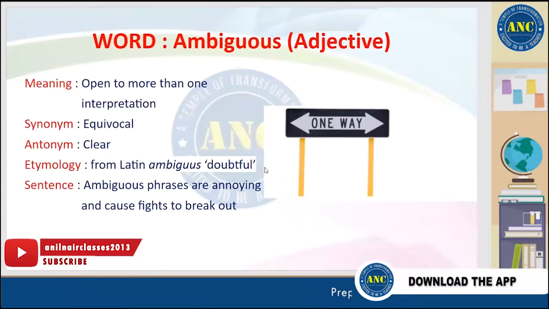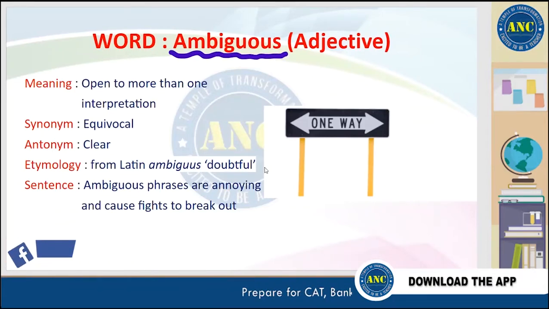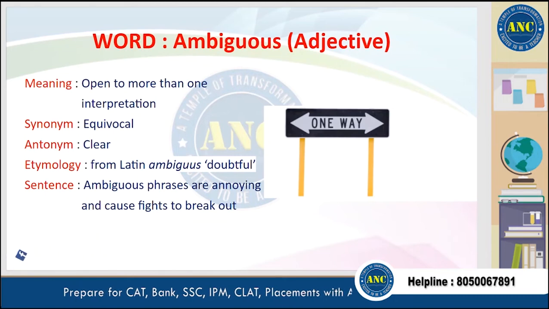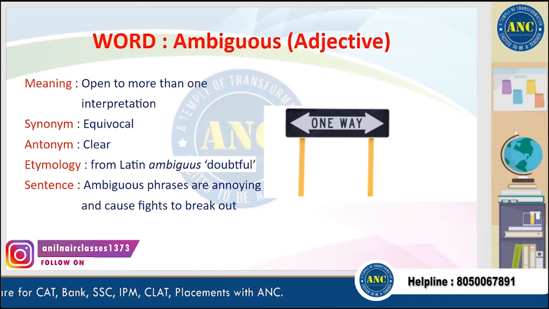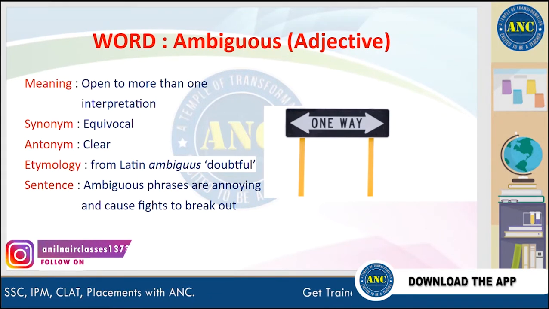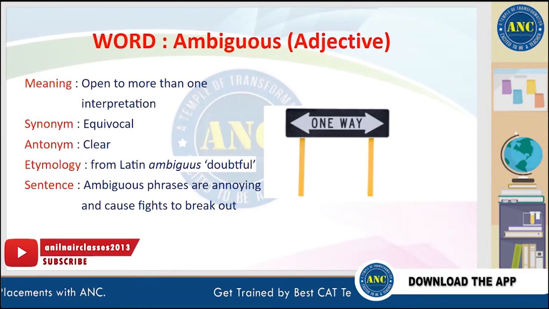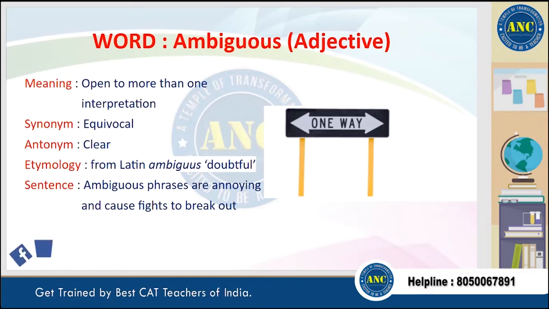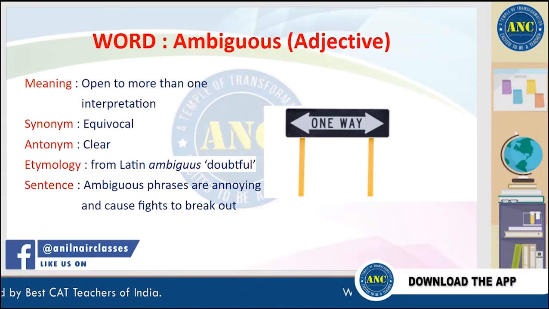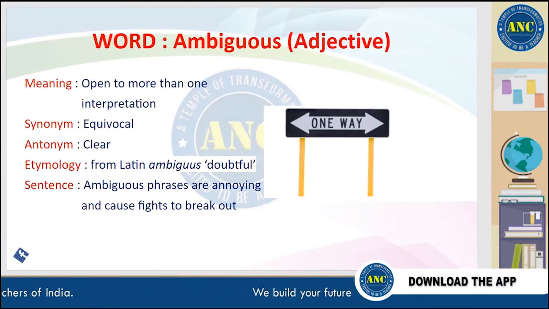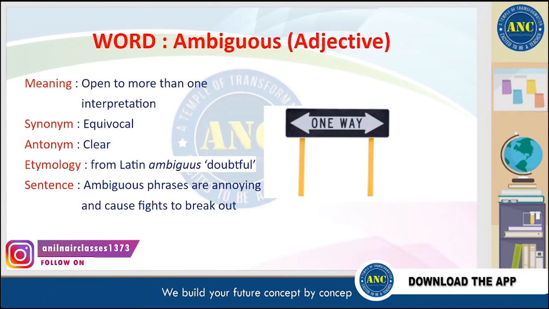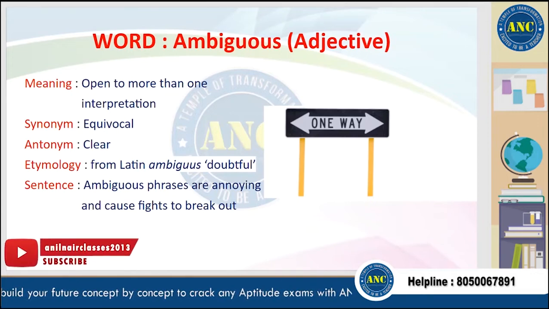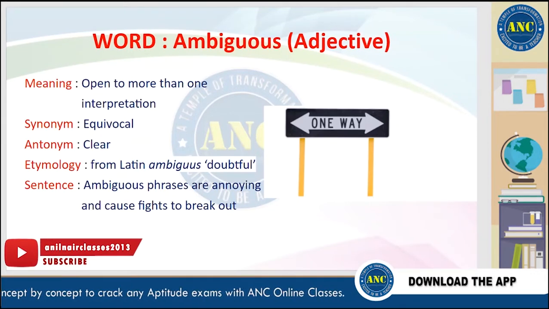Moving on to the next word. Ambiguous. Ambiguous is an adjective. It means open to more than one interpretation. A synonym for this is equivocal and an antonym is clear. It is derived from Latin ambiguus, which means doubtful. Ambiguous phrases are annoying and cause fights to break out. So basically, ambiguous means unclear and different people may interpret the meanings in different ways.